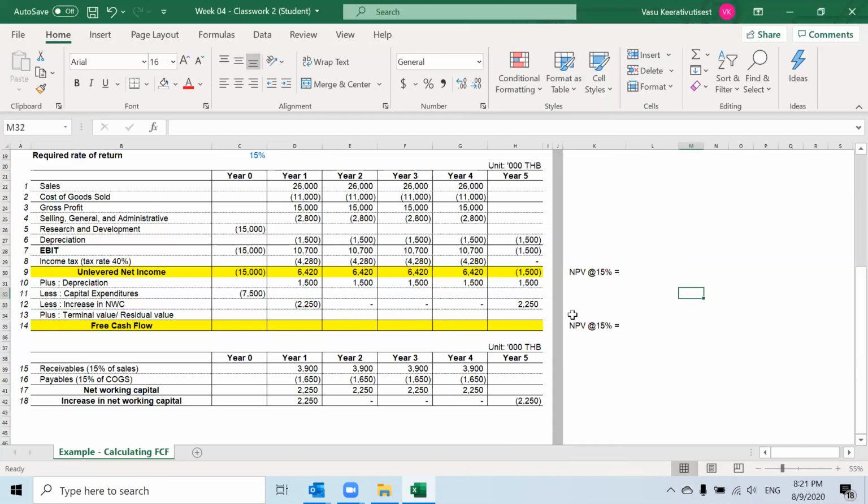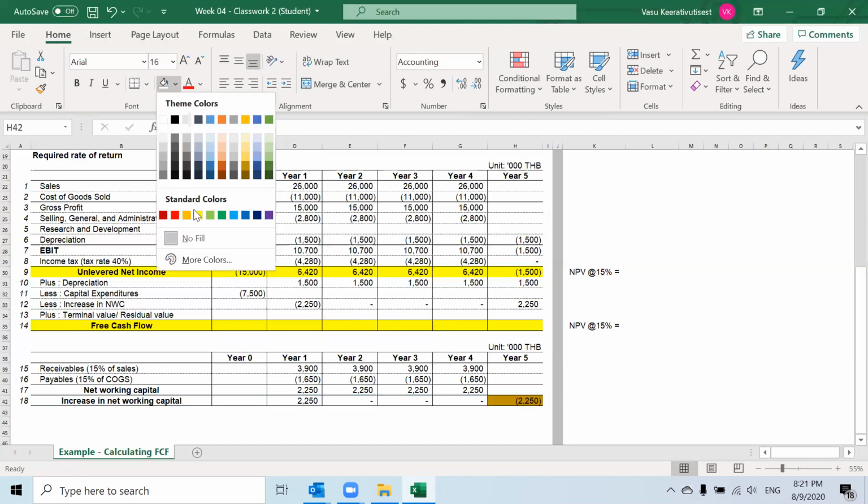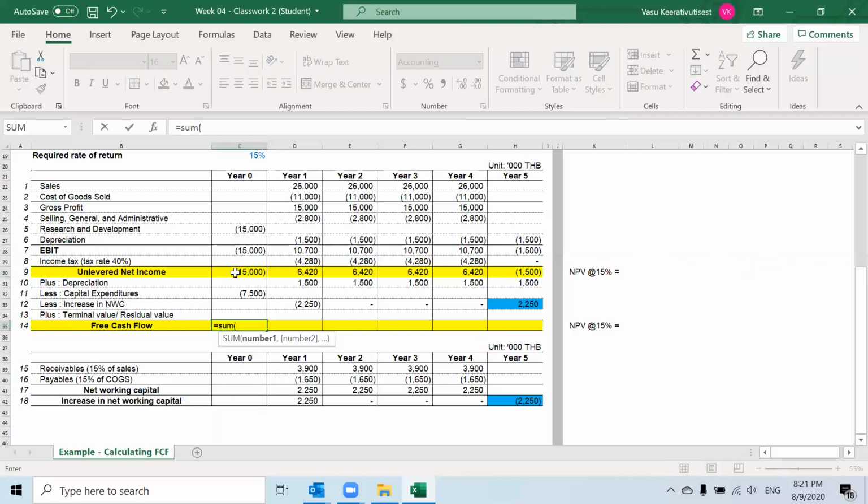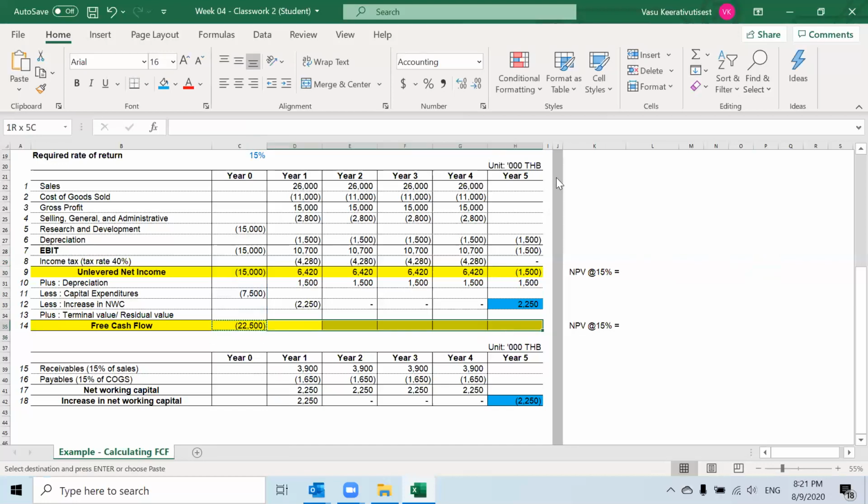Everything looks good. So when you work on your own project, on a real case, please beware of this. Remember that by the end of the project, you need to return your working capital. So right now we're going to calculate free cash flow together. Everything looks pretty good right now. Congratulations, you have completed your free cash flow calculation.